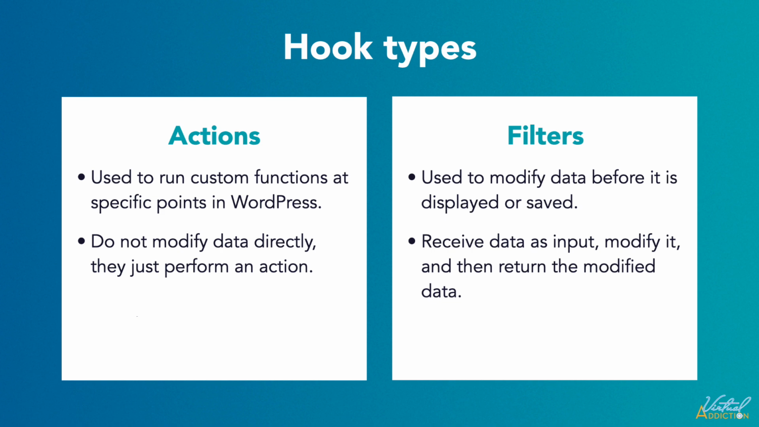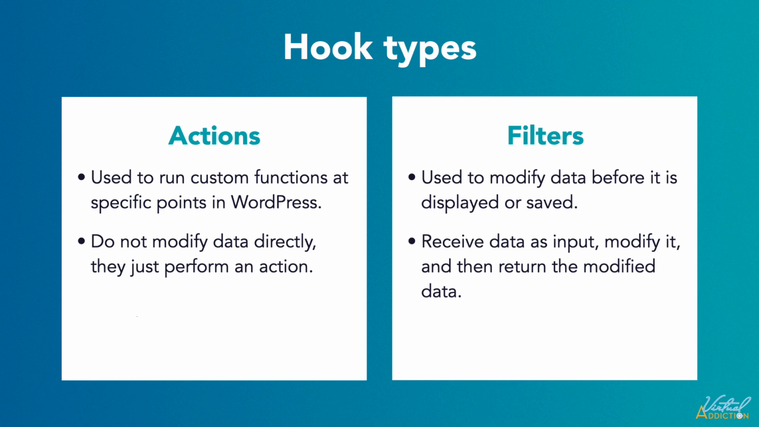An action hook will allow you to execute a function at a specific point, such as when a post is published or when a page loads. A filter hook allows you to modify data before it is displayed or saved, such as changing the content of a post or modifying an excerpt.